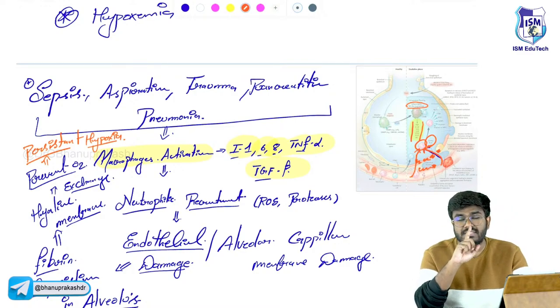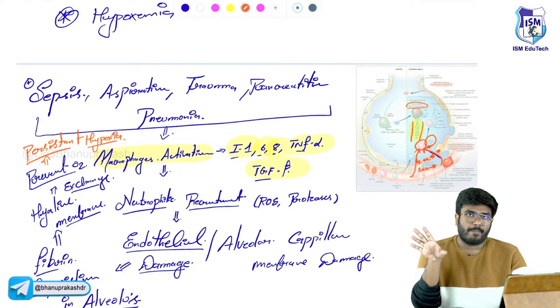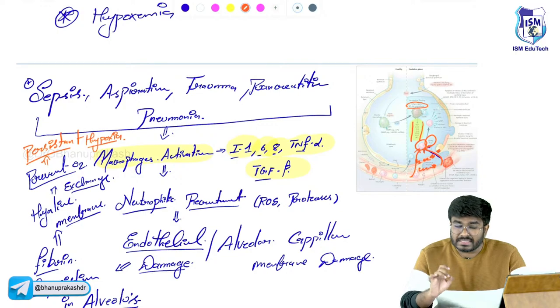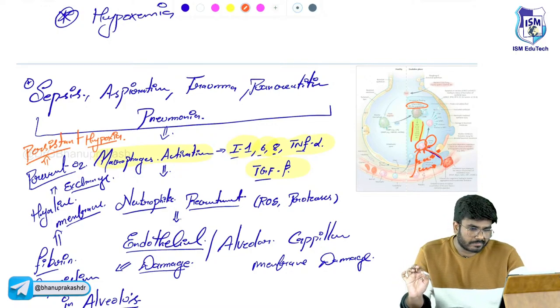Remember, the hyaline membrane disease should not be associated with heart failure. It's not because of heart failure; that's a totally different thing. Congestive heart failure can cause pulmonary edema, that's okay. But in acute respiratory distress syndrome, there is no heart failure.